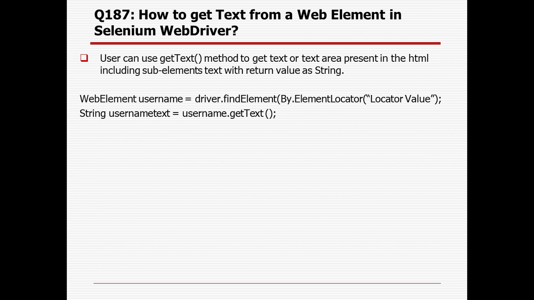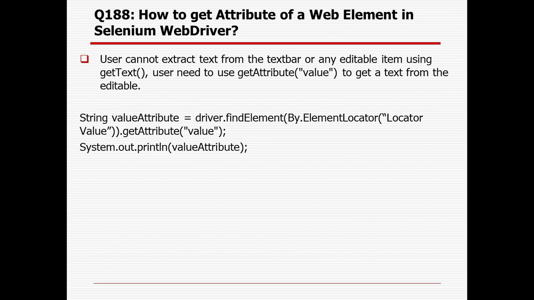The next question is how to get the attribute of a web element in Selenium WebDriver. Whenever there is some editable text and we have already entered some value, using the getText method we can't extract text from the text bar or any editable items. For that, we need to use getAttribute, where we pass the parameter value, to get the text from the editable text box or text area.